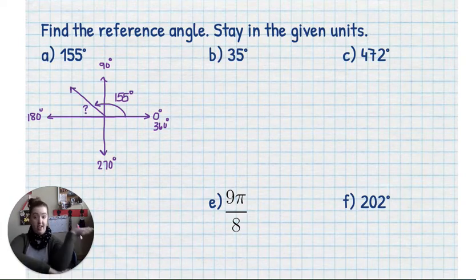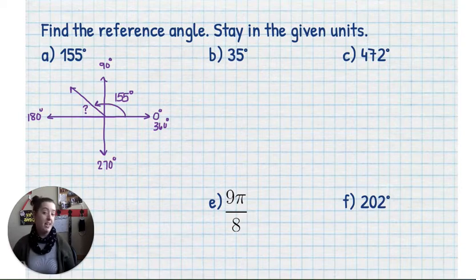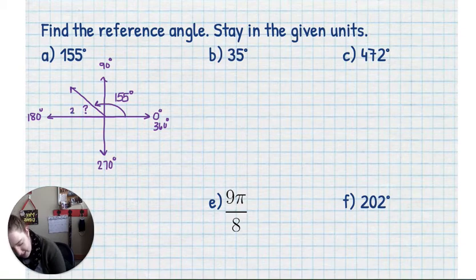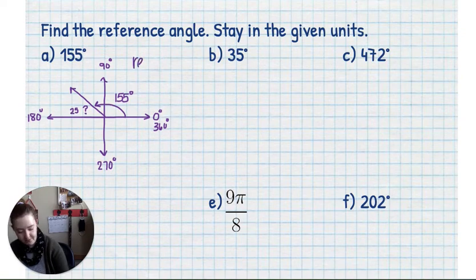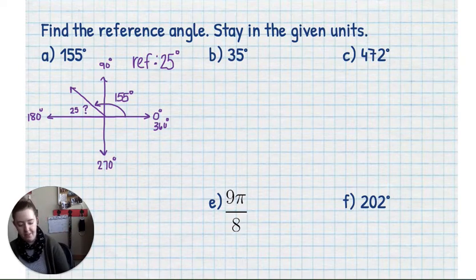Well, I know that the full angle from 0 over here is 180 degrees, right? So if I take 180 and I subtract out 155, I'm going to end up with 25 for this angle right here. So that means that my reference angle is 25 degrees. It's positive and it's acute, and it's made with the x-axis. Cool, now let's look at the 35 degrees.